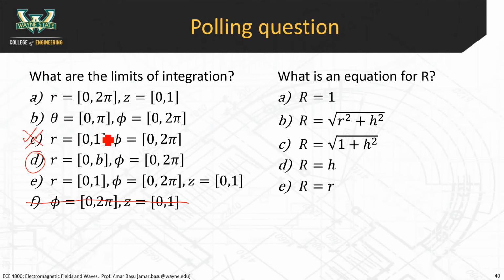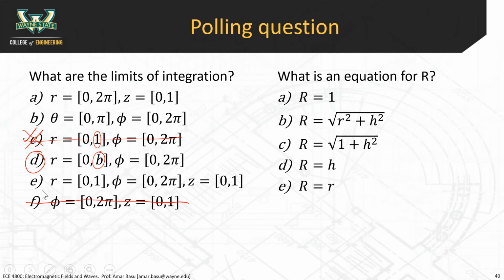Why? Because this is going from r equals 0 to 1, and the radius of our disk is equal to B, so we want to be going from 0 to B. Let's just cross that out to make sure that we're all clear on that. Our phi is going from 0 to 2 pi.